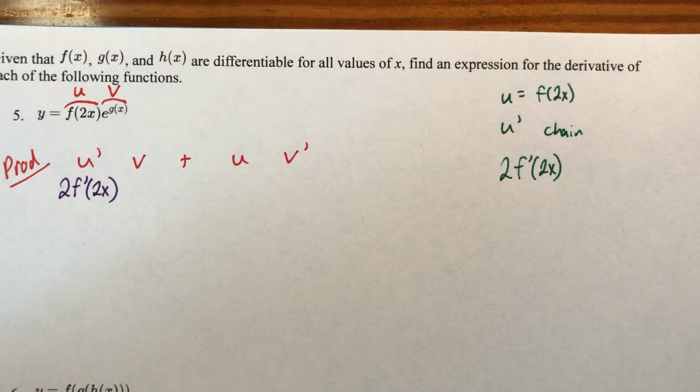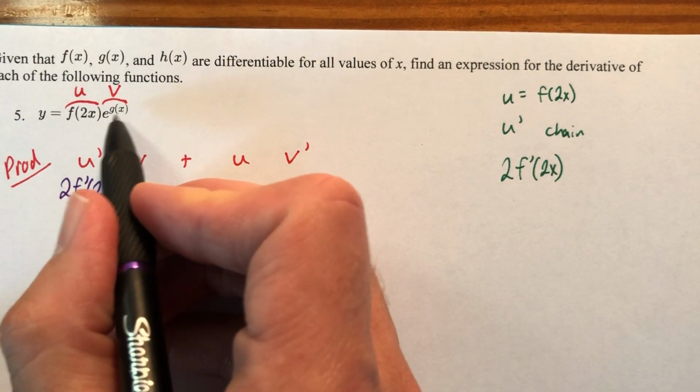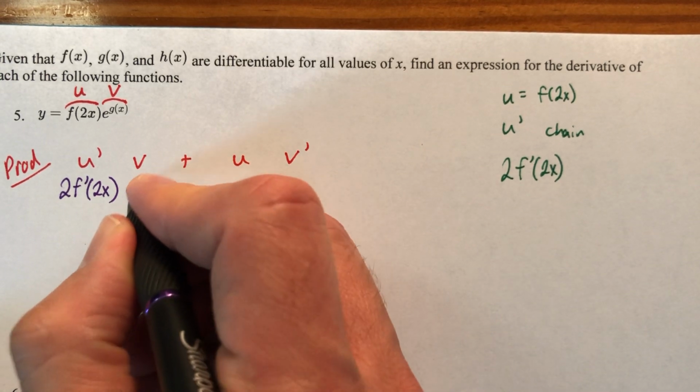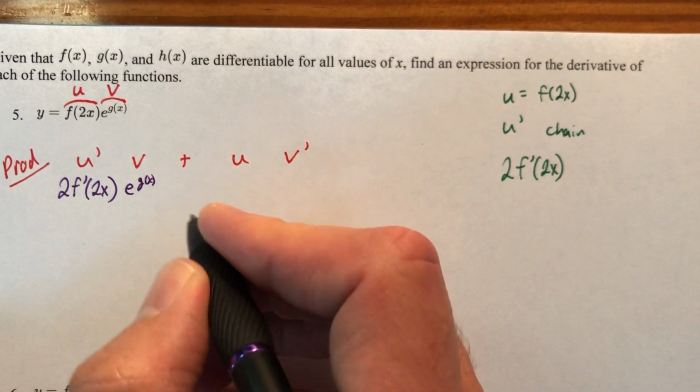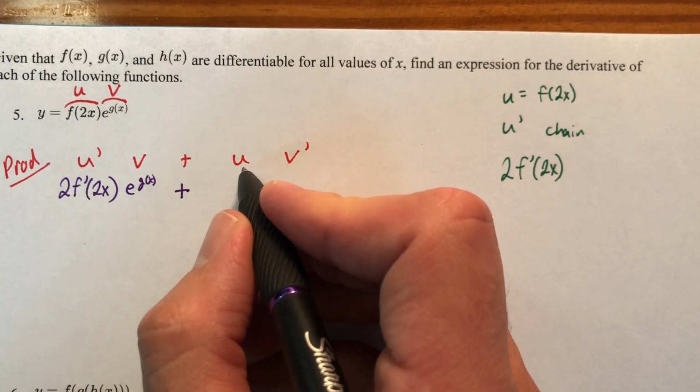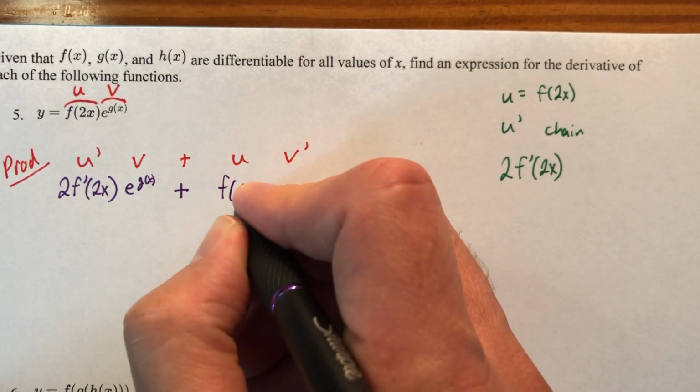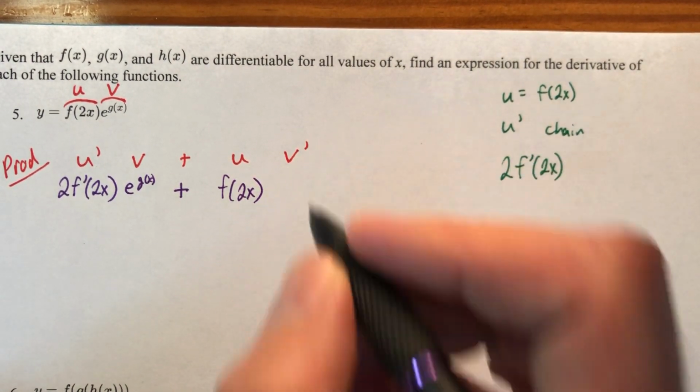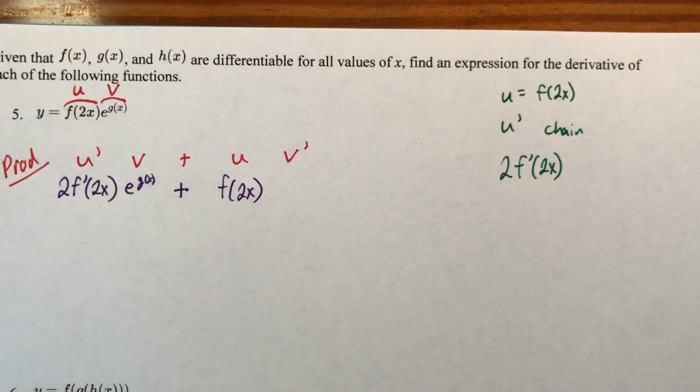U prime v, okay, well, don't change anything. E to the g x. E to the g x, okay. Plus u, oh, nothing changes. F of 2x. And then v prime, oh, looks like we're going to have to switch colors again.